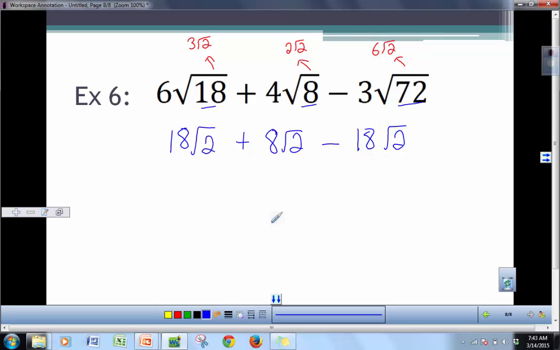Now all we're going to do is put our coefficients together. Well, you can kind of notice already that the positive 18 root 2 and the negative 18 root 2 are going to cancel each other out. So we're just going to be left with 8 root 2.